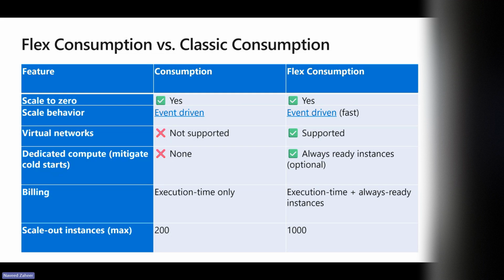But look at the difference. One thing is this flex consumption scales really, really fast. Second, the virtual network support that is not there with consumption, it's there with flex consumption, as I said already. And you can have dedicated compute with the help of always ready instances. If you go towards the bottom, the max scale out for flex consumption is 1,000. Okay. So that's basically some of the key differences between these two.